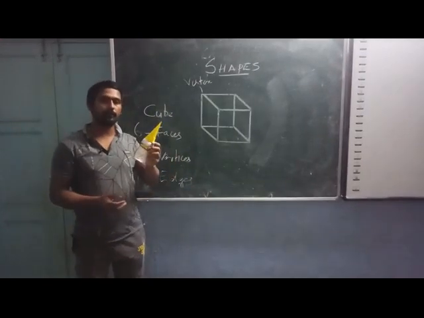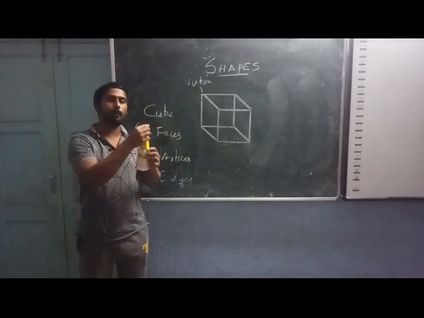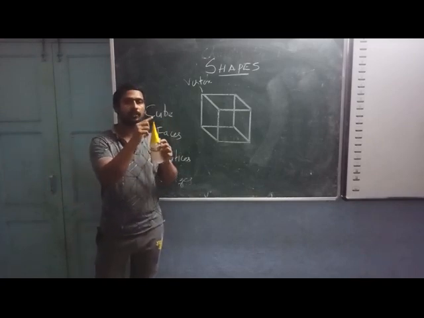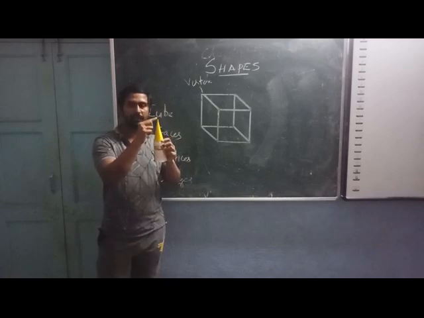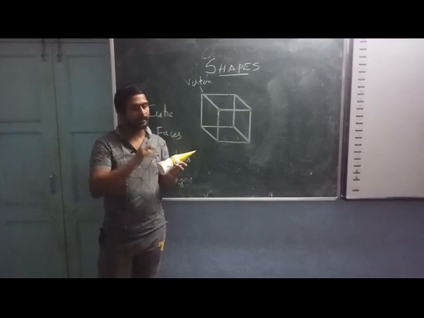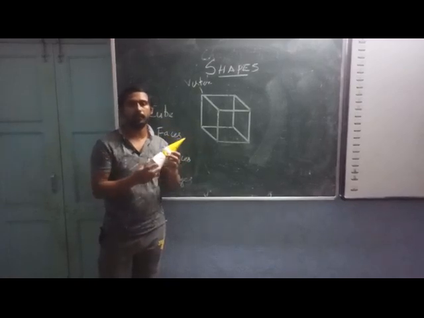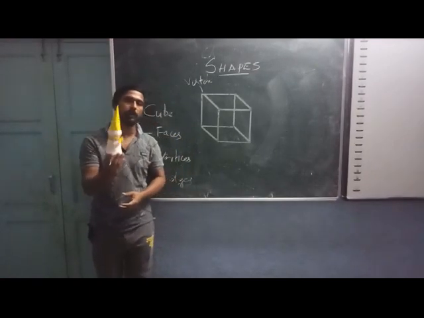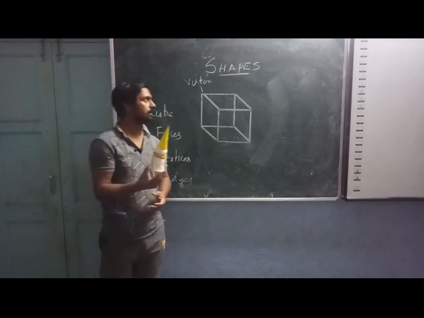Finally, one more thing we have to learn: it has one top point, so one vertex is there. So this has one vertex, one face and one curved shape. Okay, is that clear for you? We will be learning more about these shapes in our class.